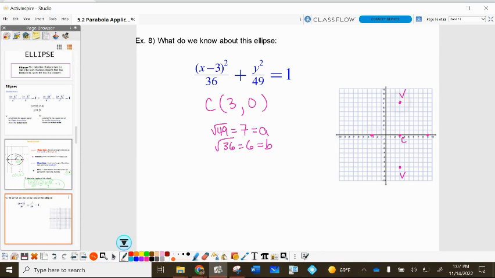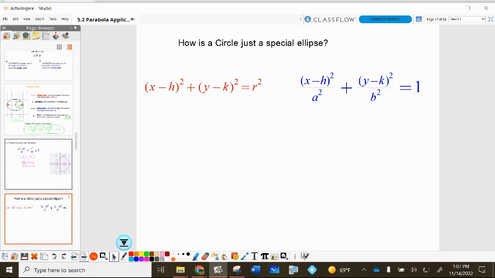Now, it's always hard to draw an ellipse. Just sketch it. Just do your best. This one is almost the same in both directions, so it looks a little more circular, but it is slightly different. Okay, and that's what we know about that ellipse. Let's try another one.